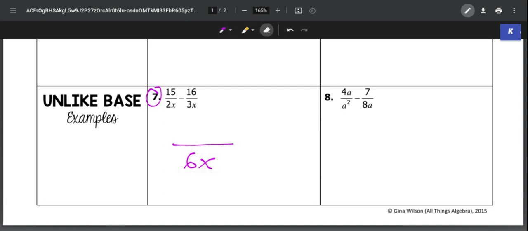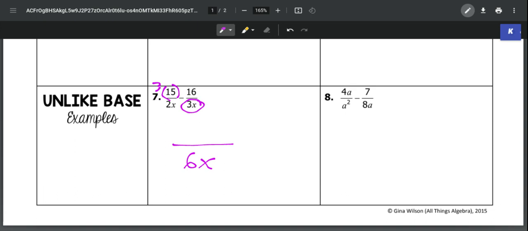Now, here's how you decide. It's kind of the same process as when we did our simple fractions. When deciding what to do next, we're going to look at each side of our minus or plus sign and ask yourself, when I look at 2x, what does 2x need to get me from 2x to 6x? And that would just be multiplying by 3. So that's what you'll take and multiply to the top of your fraction. So we'll have 3 times 15 on the top of our fraction.